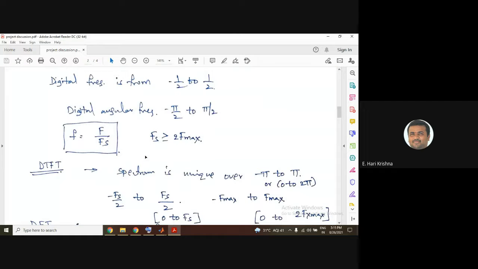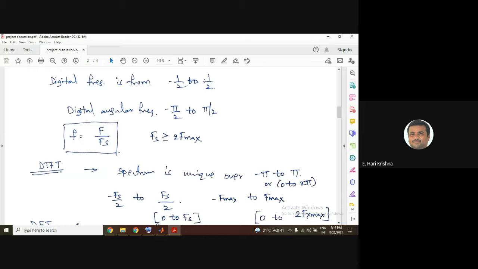So the maximum digital frequency is 1 by 2. The minimum frequency is 0. Then why have I written here minus 1 by 2 to plus 1 by 2? Because 0 to 1 by 2 will be the mirror image of minus 1 by 2 to 0. So the digital frequency is from minus 1 by 2 to plus 1 by 2.